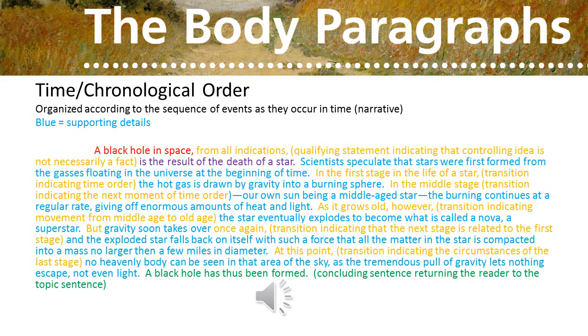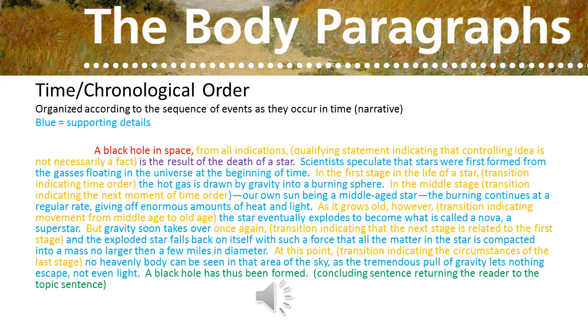So our first supporting detail: scientists speculate that stars were first formed from the gases floating in the universe at the beginning of time. In the first stage of the life of a star, that's the transition indicating the time order. The hot gas is drawn by gravity into a burning sphere. In the middle stage, there you go. We're moving on to the next moment in time.